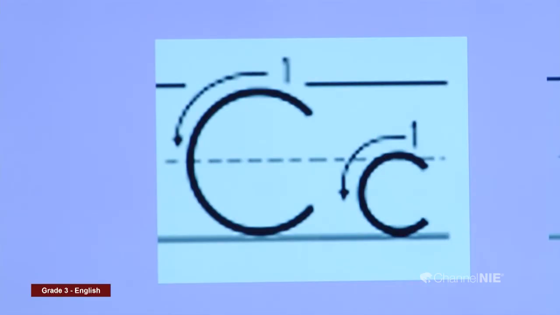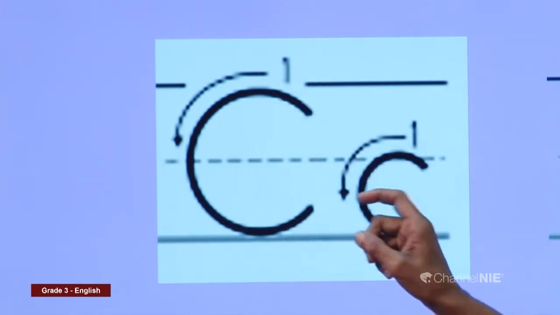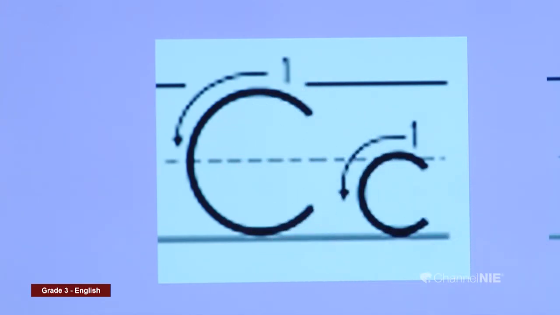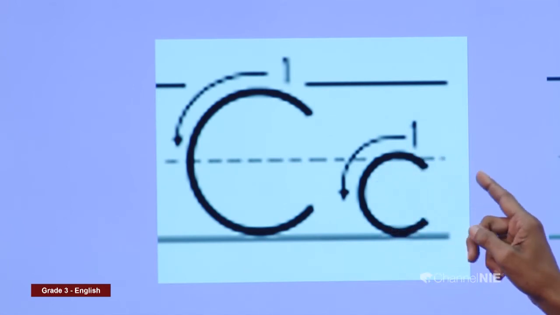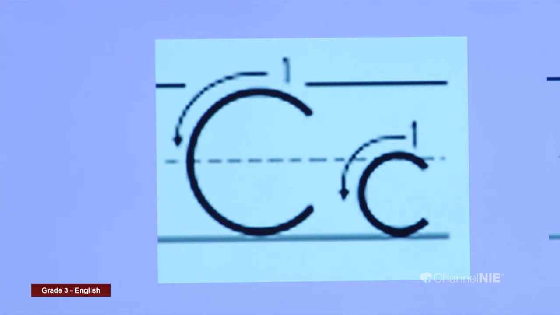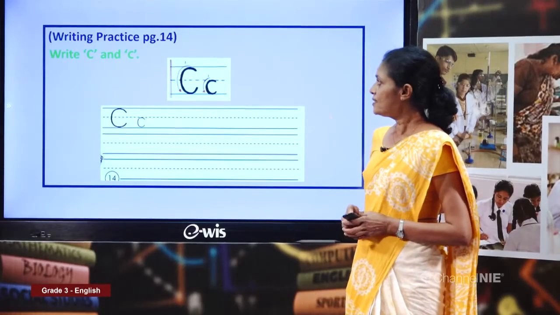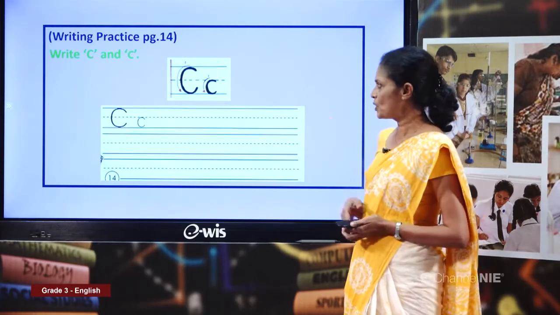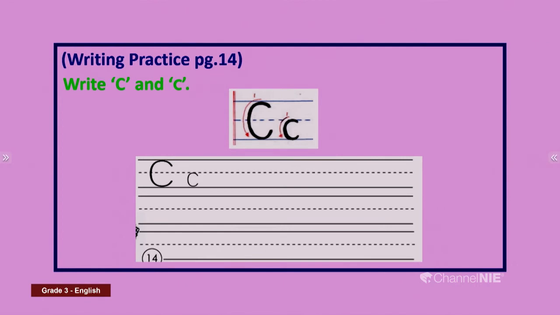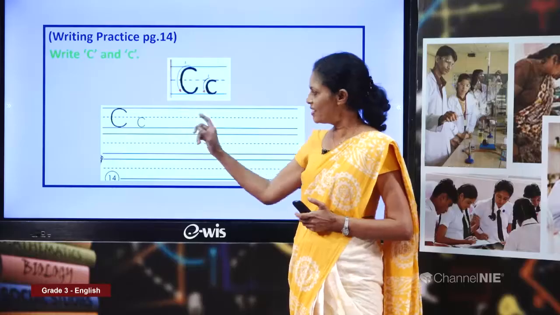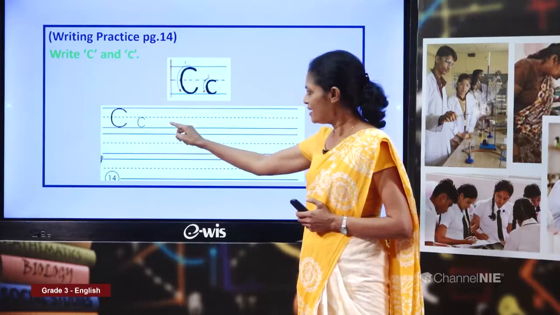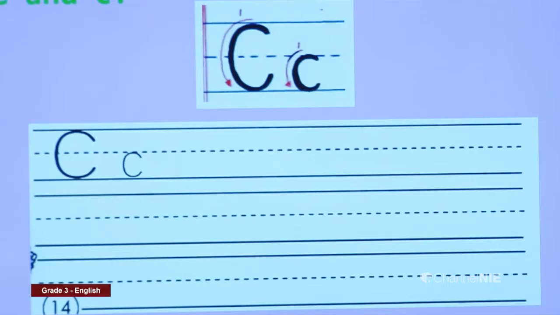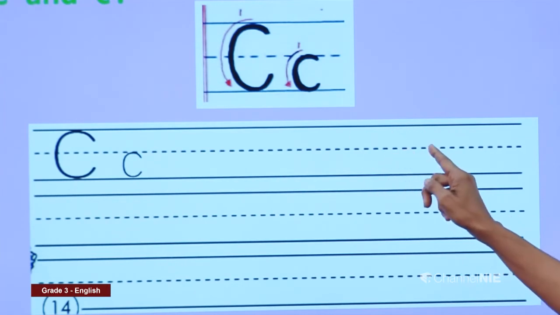Right, children. Let's see how to write capital C. We write like this. Capital C. Then simple C. It is also like the capital C, but it is smaller than capital C. Right. Now, turn to page 14 in your writing practice book. Write capital C and simple C. You can see how to write it. And write C's in your book. First, you write a capital C and write a simple C. Again, we write capital C and simple C.